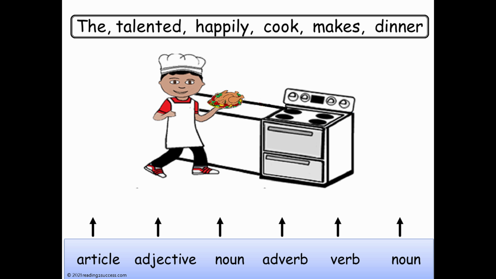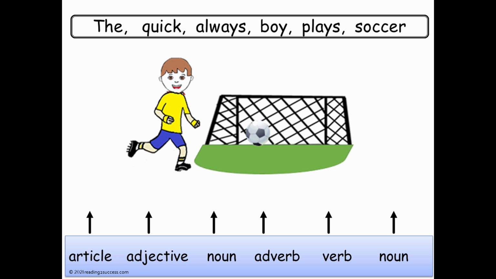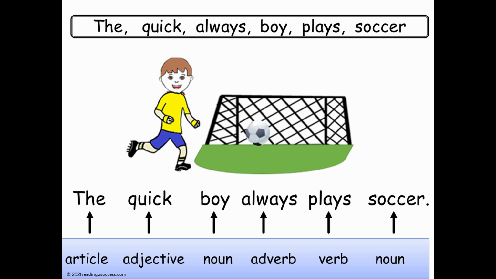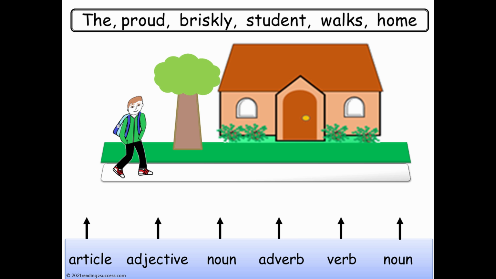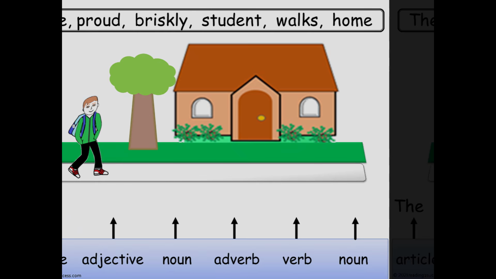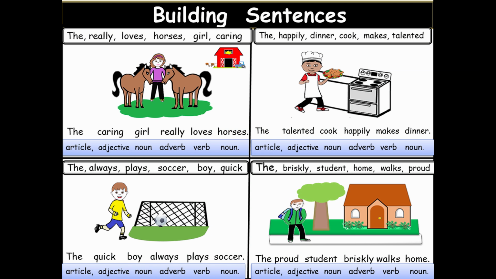This is the second sentence, and this is the completed second sentence. The talented cook happily makes dinner. This is the third sentence, and this is the completed third sentence. The quick boy always plays soccer. This is the fourth sentence, and this is the completed fourth sentence. The proud student briskly walks home. And this is the completed example.